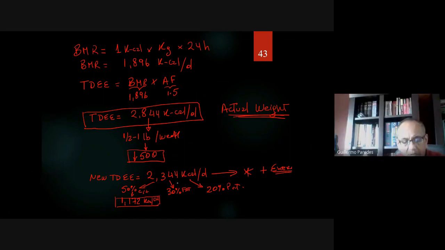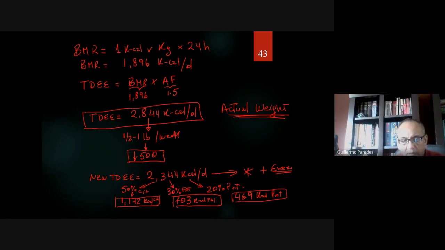Now 30% of 2,344. I multiply by 30% to make it more precise. 2,344 times 30 divided by 100 is going to be 703 kilocalories of fat. For the 20%, it will be divided by 5. 2,344 divided by 5 is going to be 469 kilocalories of proteins. Okay?